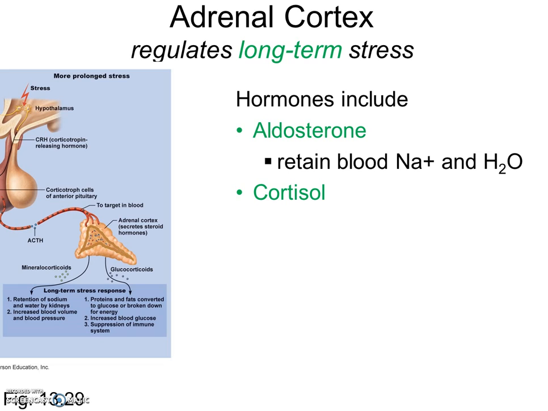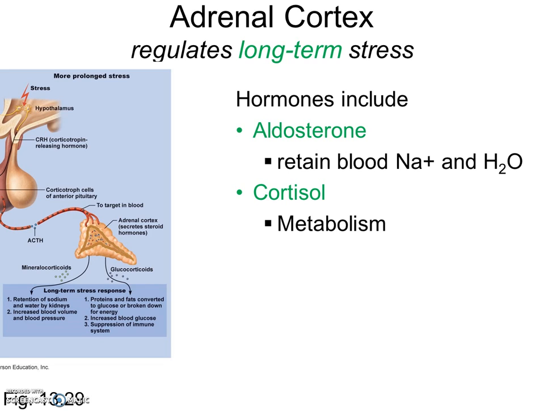In long-term stress, the adrenal cortex also releases a hormone called cortisol. Cortisol helps with your metabolism. One thing it does that's really important is it actually helps maintain glucose or sugar levels really high in your brain. So that way your brain has enough energy to keep working even under stressful situations.